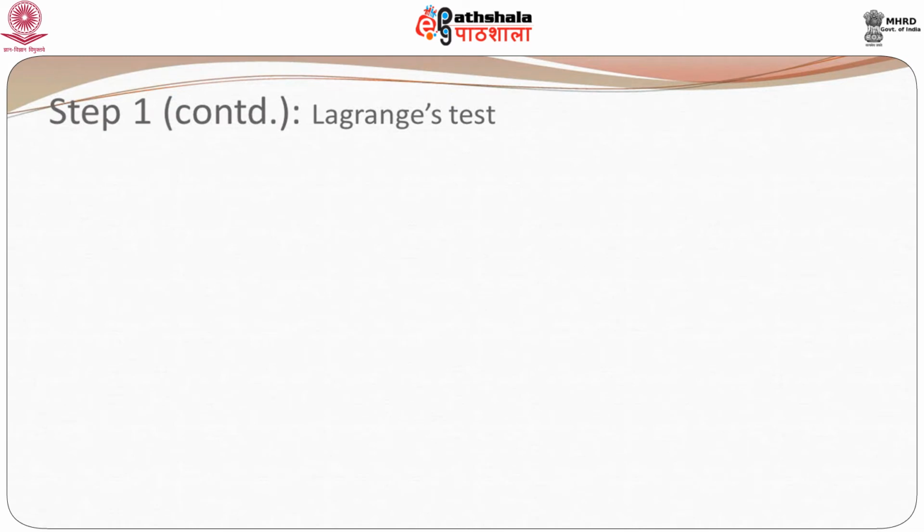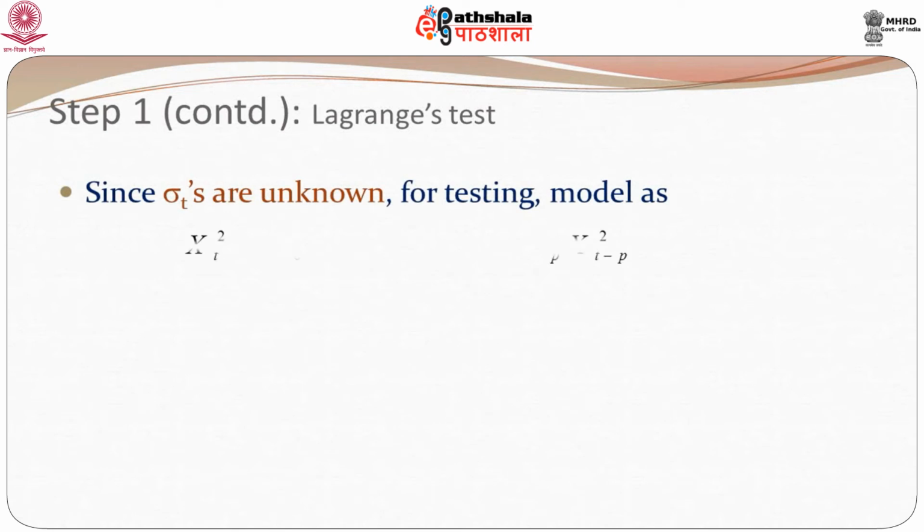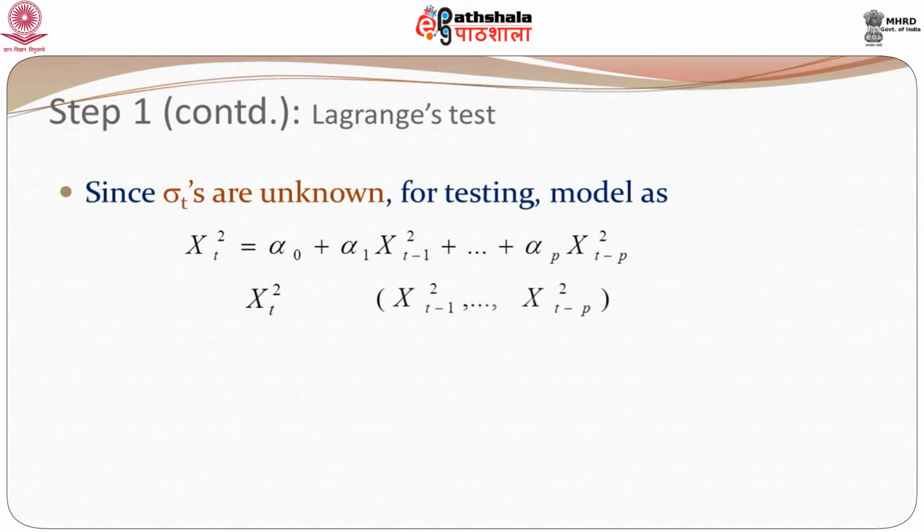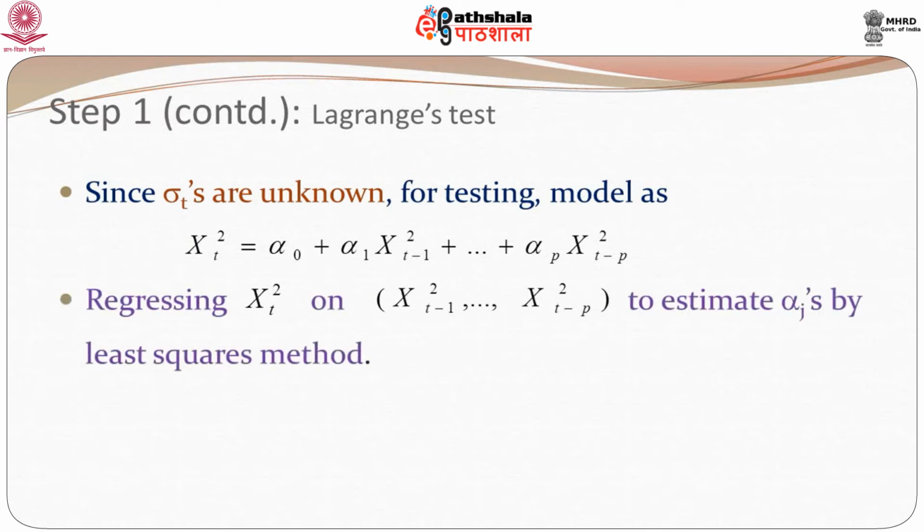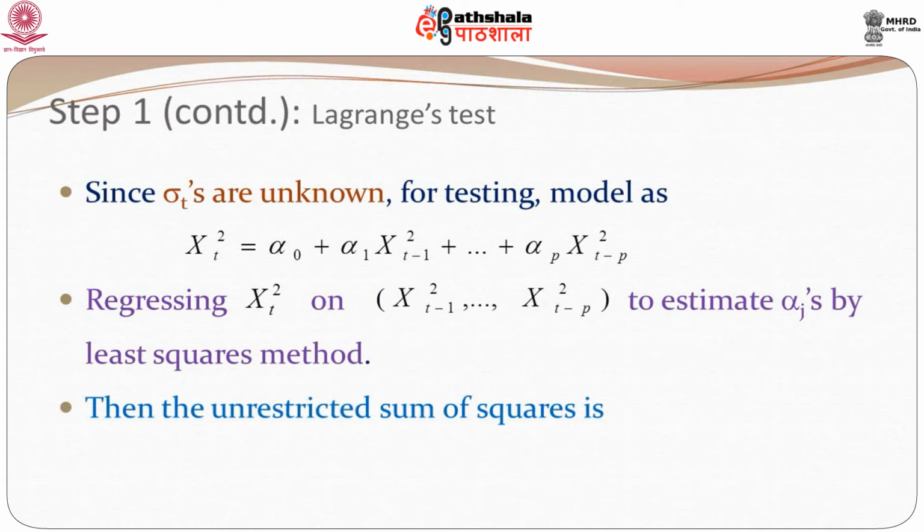Now, in the Lagrange test, since the sigma t's are unknown, we use x t's instead of the sigma t. So, you can use x t instead of sigma t and write the model this way. And then what you do is you regress the x t square on the past values, square of them. So, you regress them on x t minus 1 square, up to x t minus p square, and then estimate the alphas simply by the ordinary least square method.